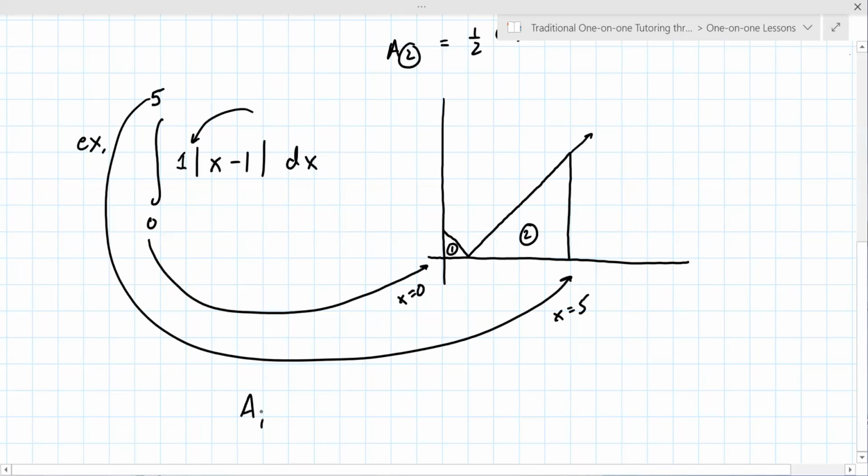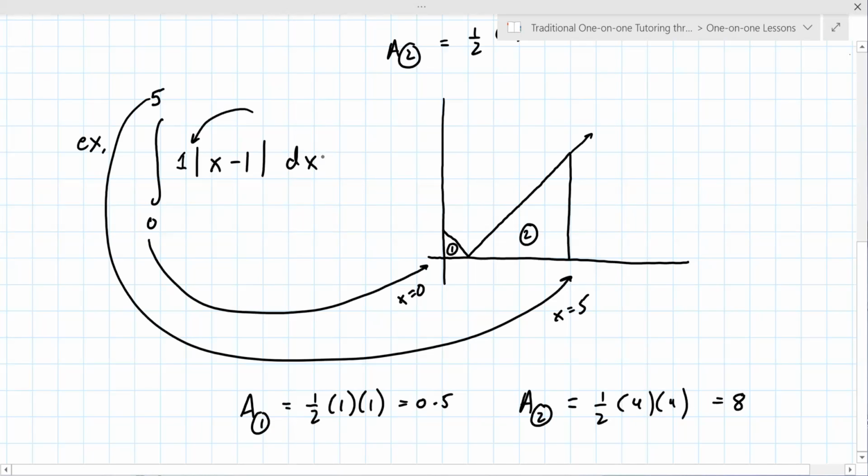So the little triangle is 0.5. That's right. And then the big triangle is 8. Okay. Sounds reasonable. So 1/2 times 4 times 4. So that's 8. So the total area, your final answer, is 8.5. Yeah. Okay. All right.